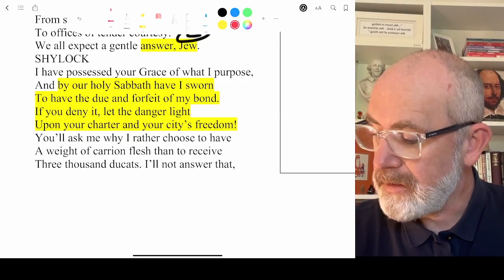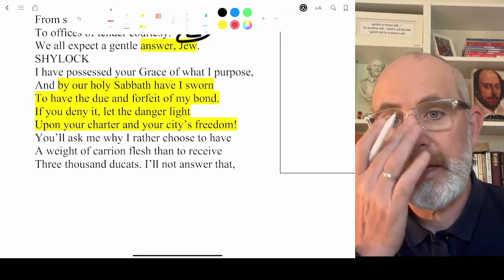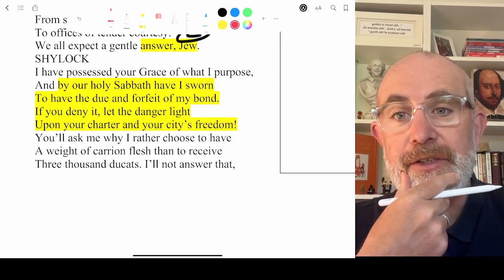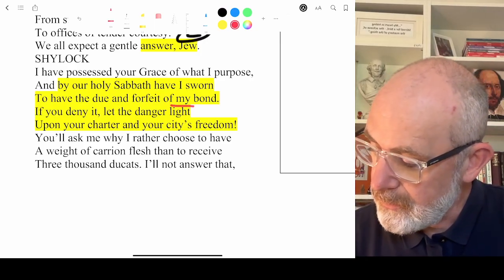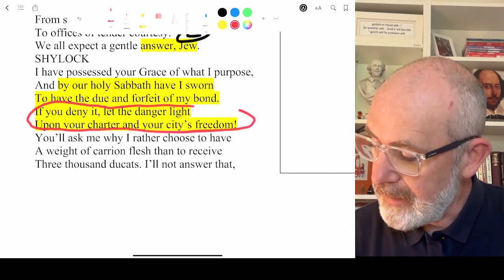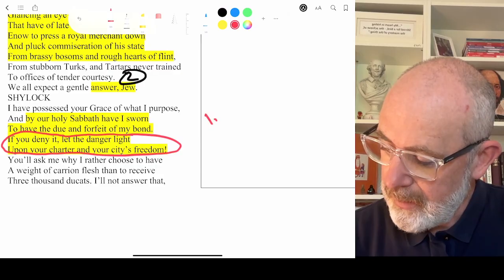"I have possessed your grace of what I purpose, and by our holy Sabbath have I sworn to have the due and forfeit of my bond. If you deny it, let the danger light upon your charter and your city's freedom." And again, that's a really, really good quote. See that there? Shylock is a highly intelligent man. His intelligence shines through there.